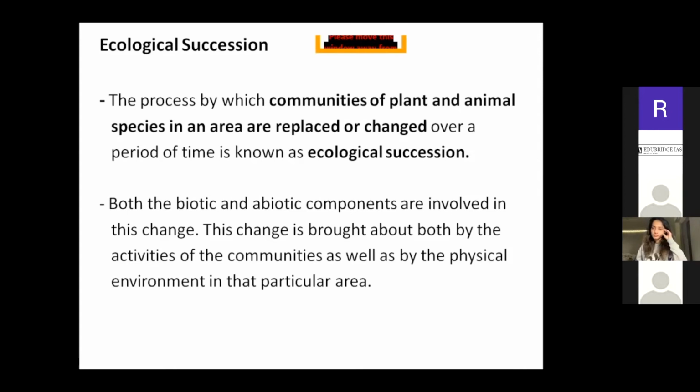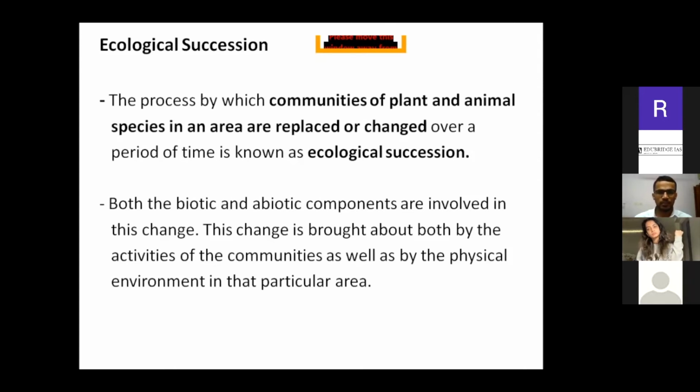Both the biotic and abiotic components are involved in this change. So it is not that only the abiotic components are leading to destruction of biotic components. Even biotic components, we are a biotic component of the environment. Our activities are also leading to this change in the species, and that's why we can say that biotic as well as abiotic components lead to ecological succession.